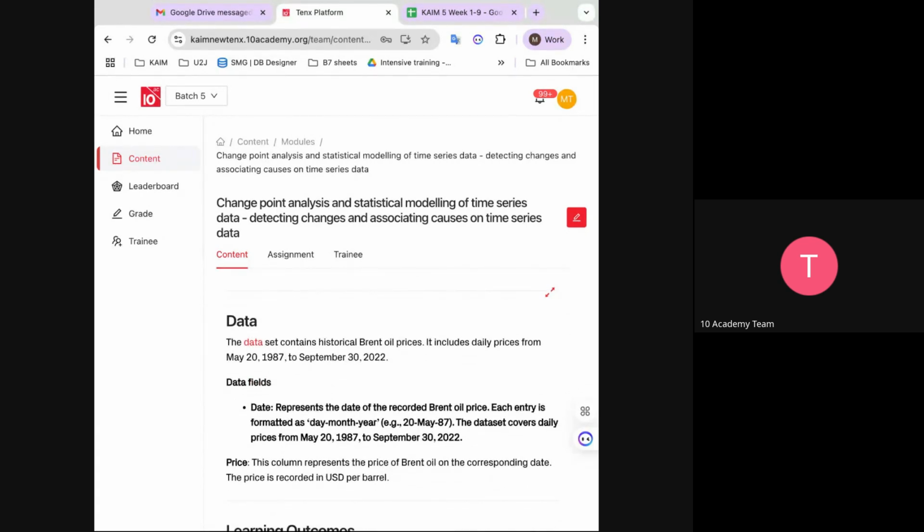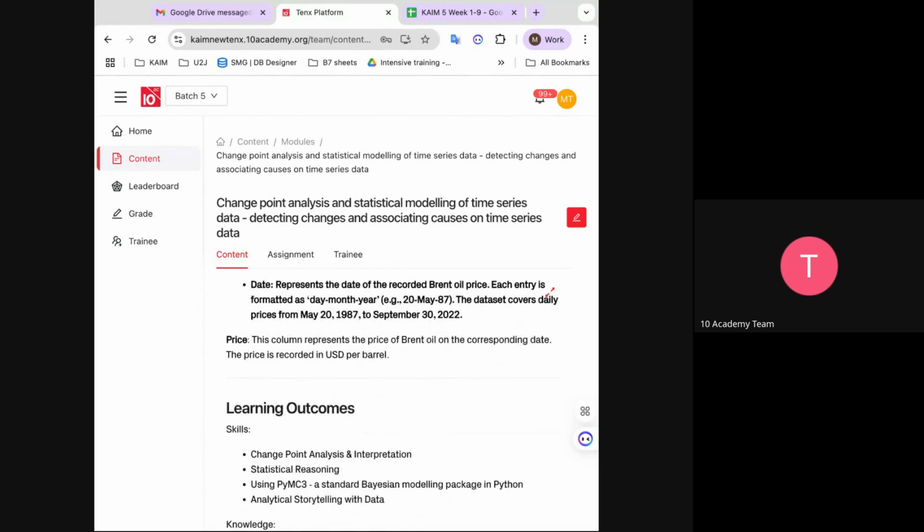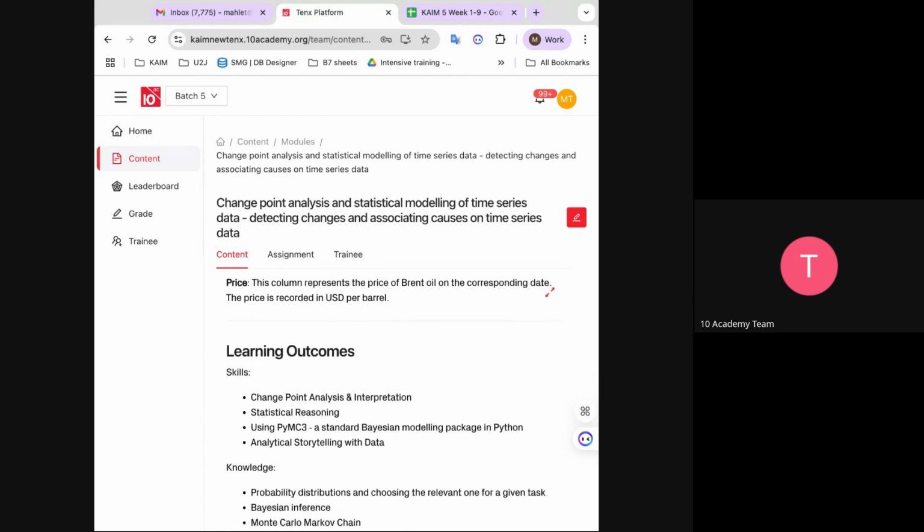The data has date and oil price, which is in USD per barrel. You are expected to use that data to find patterns, explore the data, see what the change is and when the change occurs, and due to that change, what major event occurred in the globe. That will help you to understand the change and link this change to the event that occurred.